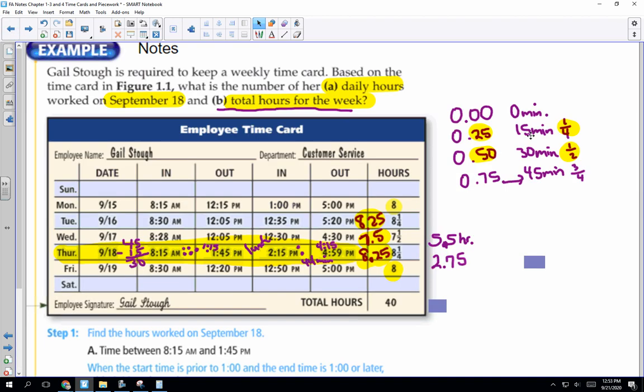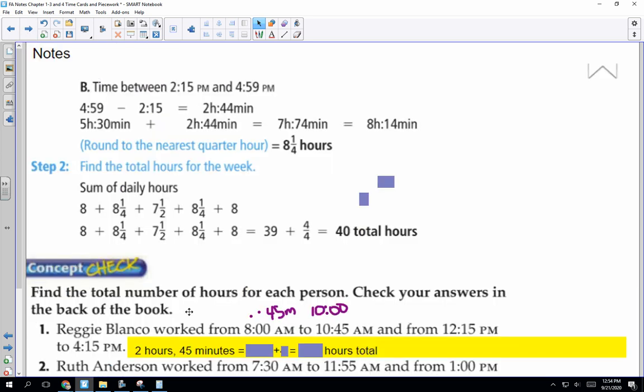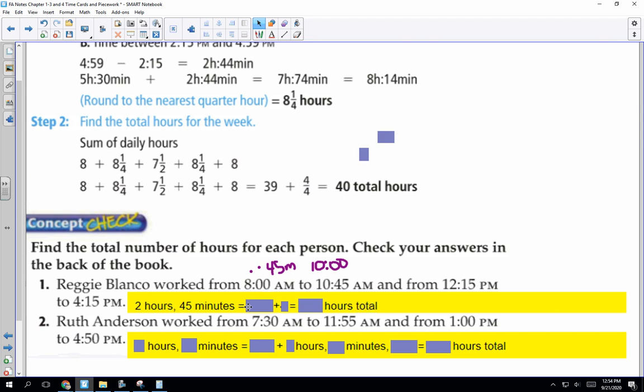If we look back at our little chart right here, 45 minutes is 3/4 or 0.75. I'm going to use the 0.75 because I like that in my calculator a little bit better. So 2 hours and 45 minutes is 2.75. And then we come back from lunch at 12:15 and we work from 12:15 to 4:15, and I can count that super easy. 12:15, 1:15, 2:15, 3:15, 4:15. So that's a total of 4 hours for that second part. So I'm going to add the 2.75 plus the 4 hours, and that gives me 6.75 hours total.